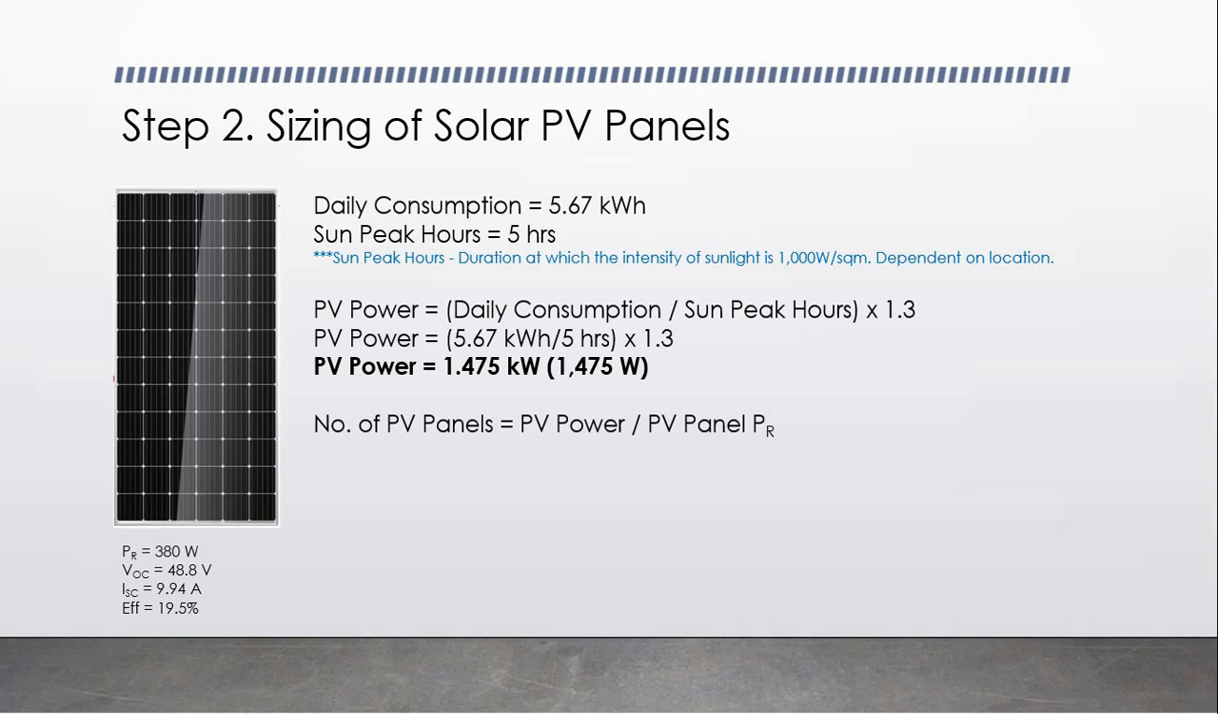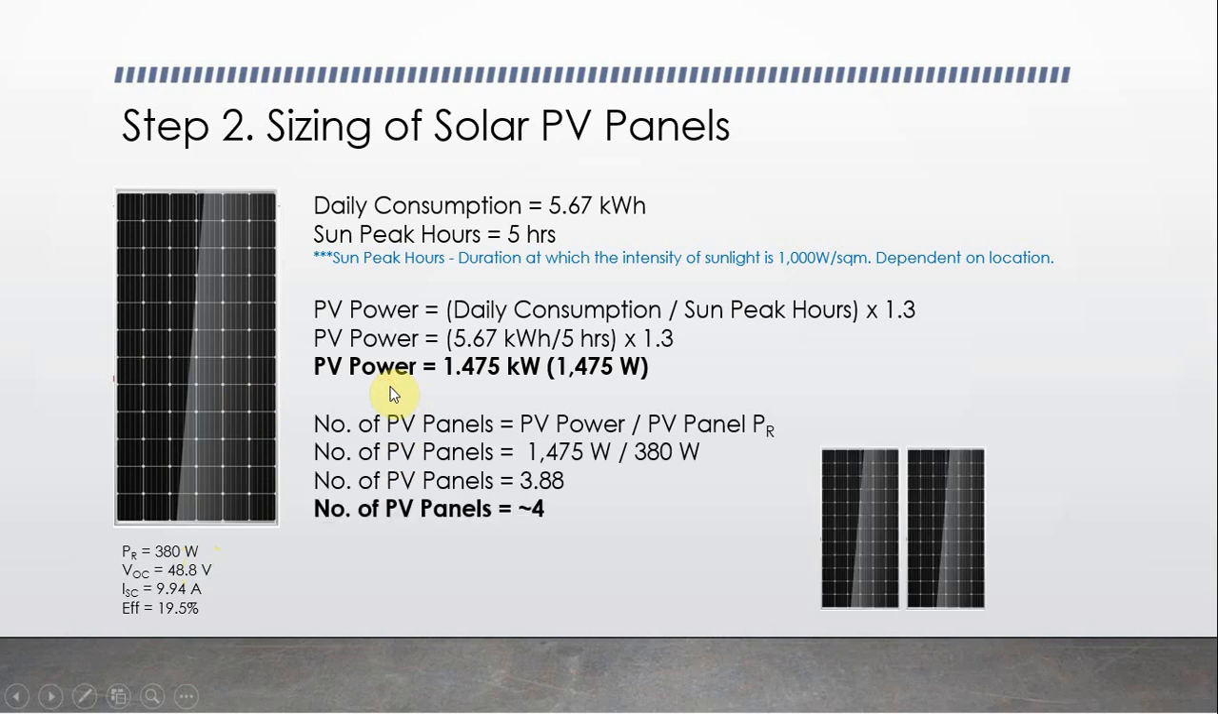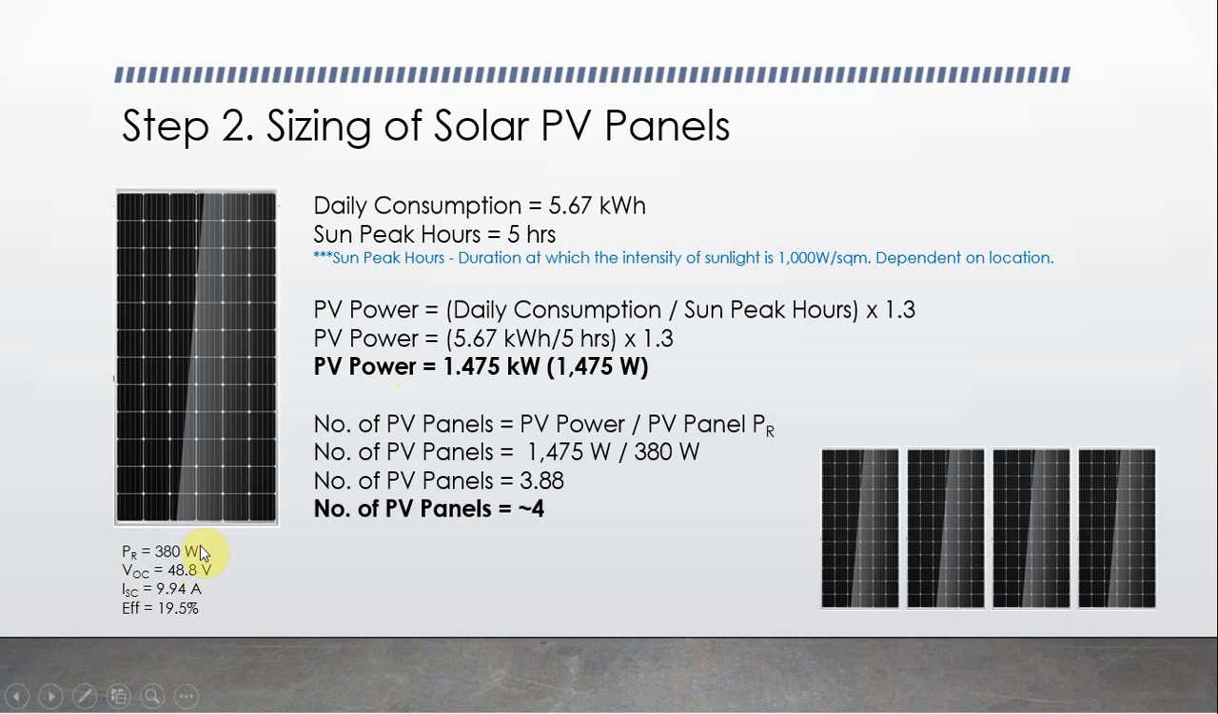Now suppose you have your solar panel right here with a power rating of 380 watts. To compute how many of these are required, we just need to divide the PV power with the rating of our solar panel, which is 380 watts. So that's 1475 watts divided by 380 watts. We get 3.88, or we round this up. So we need four pieces of this 380 watt solar panel.